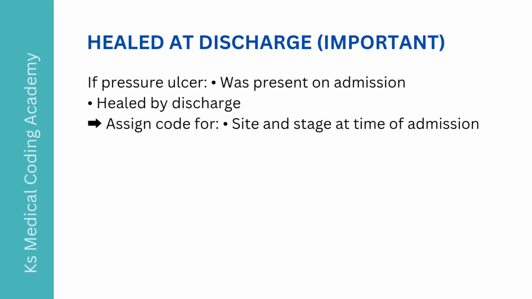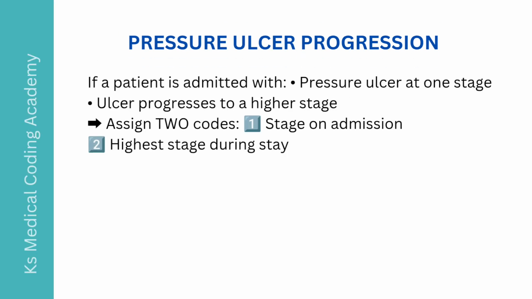Healed at discharge. If a pressure ulcer was present on admission and healed during the hospital stay, you must assign the code for the site and stage at the time of admission. Do not omit the code. Pressure ulcer progression. If a patient is admitted with a pressure ulcer at one stage and the ulcer progresses to a higher stage, you must assign two codes: the stage at admission and the highest stage documented during the stay. This rule is frequently tested.